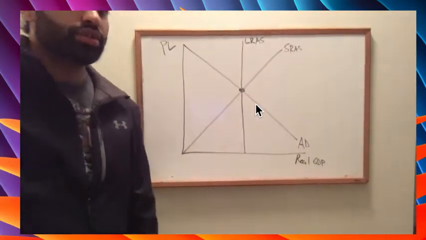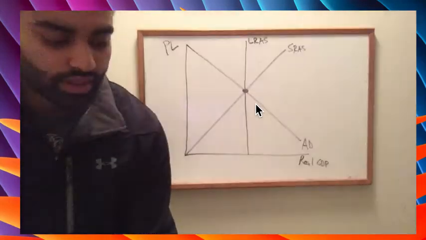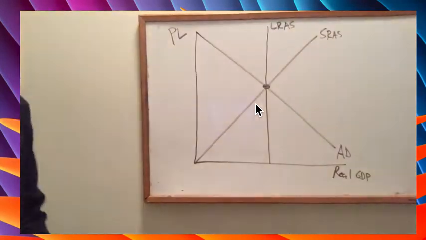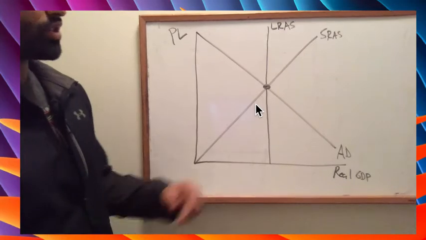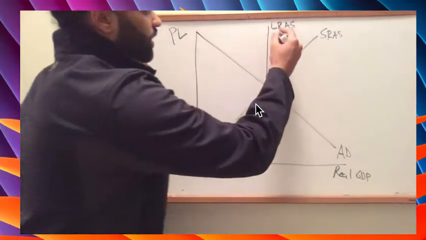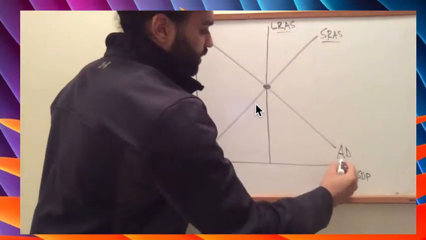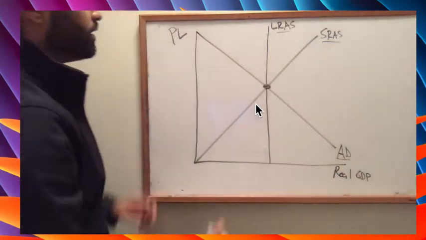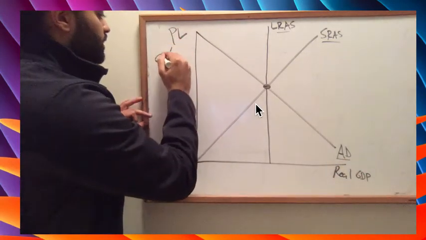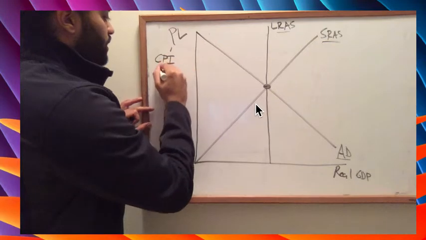So the first thing you should do is start in long-run equilibrium. Long-run equilibrium is at the intersection of all three curves. We have our long-run aggregate supply curve, short-run aggregate supply curve, and our aggregate demand. Our price level can either be CPI or the GDP deflator.